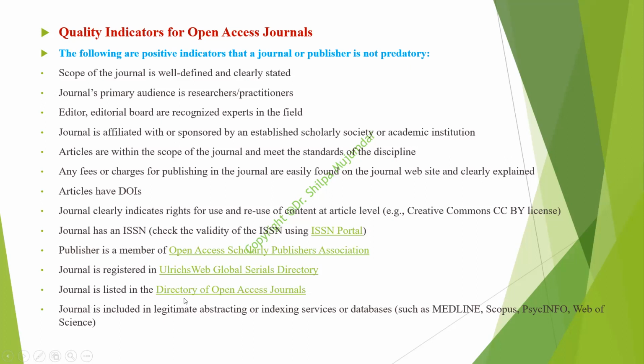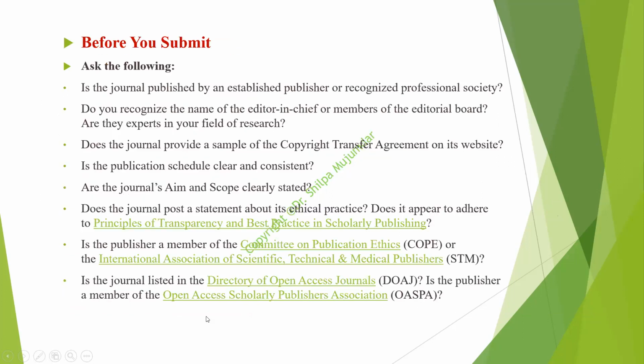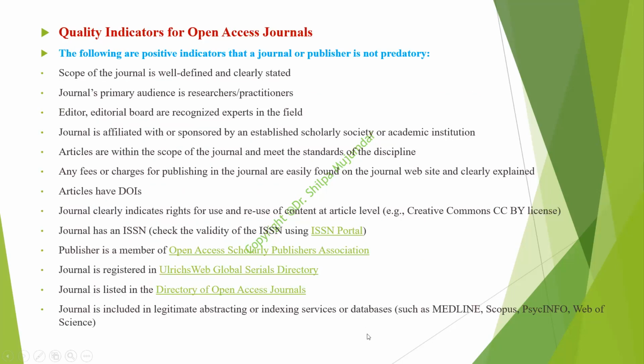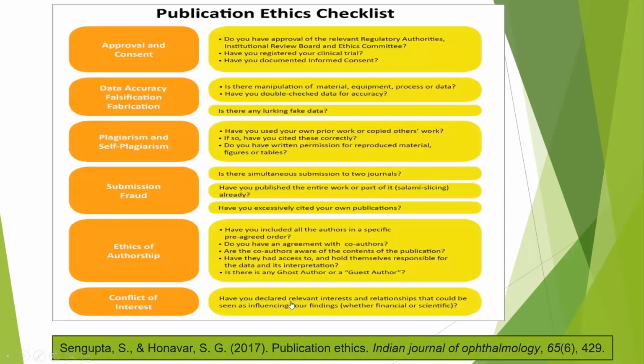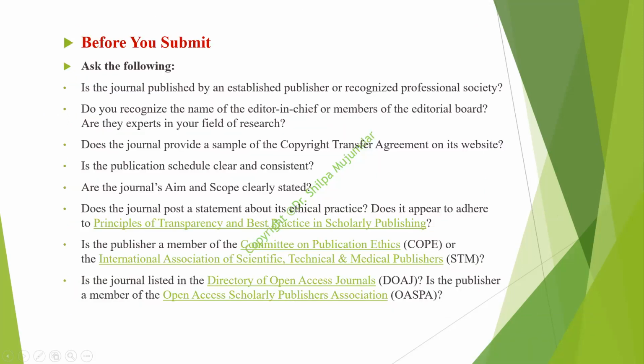Then the journal is listed in the Directory of Open Access Journals. Then the journal is included in legitimate abstracting or indexing services or databases, that is MEDLINE, Scopus or Web of Science. If the journal is in Scopus or Web of Science, it means the journal is definitely not predatory, and you can consider it a good journal, because these databases check all these categories and only then allow journals to be part of them.